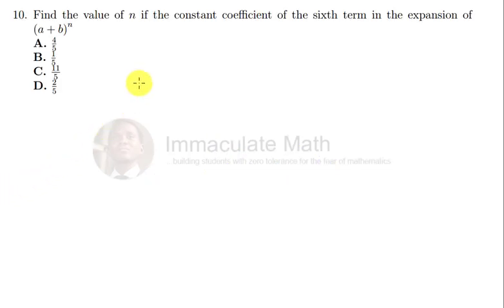In this question, it said find the value of n if the constant coefficient of the system of a plus b raised to power n are equal. So that is actually the question, but it's still not complete. Why? Because for two things to be equal, you must talk about two things. So to me, the question is incomplete. I don't know what to do, so I'll just skip this question. You can also try it. If you try the question and you have the answer, you can drop your answer in the comments section below, and I would love to see your solution. But for now I'll just move on to the next question.